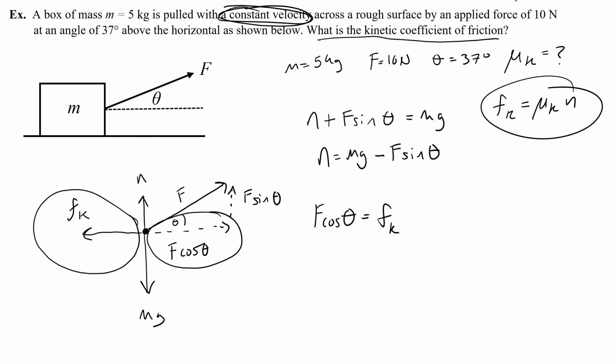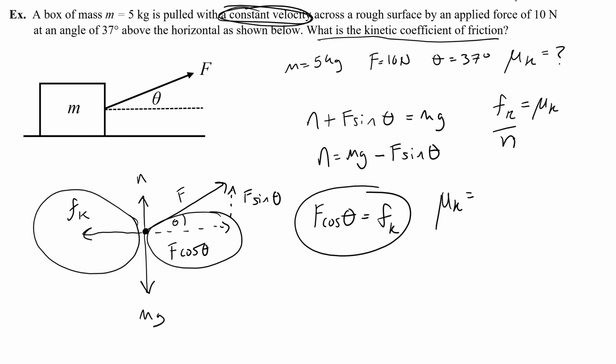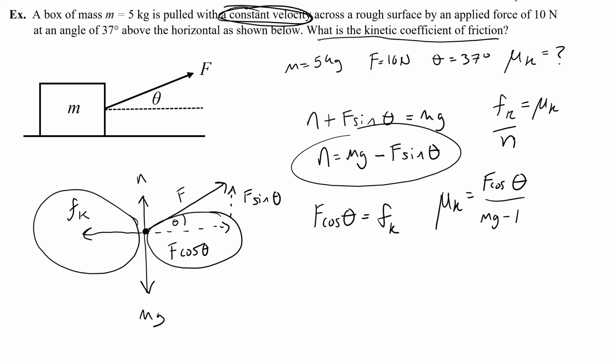Well, what do I need to do with this information to find the coefficient of friction? Well, if I use this equation and rearrange it for mu, divide both sides by the normal force, then now I know that the coefficient of friction, mu, is equal to friction divided by the normal force. Well, I know friction is F cosine theta, so I could say F cosine theta is on top. And the normal force is mg minus F sine theta. So all I have to do is plug the numbers in.